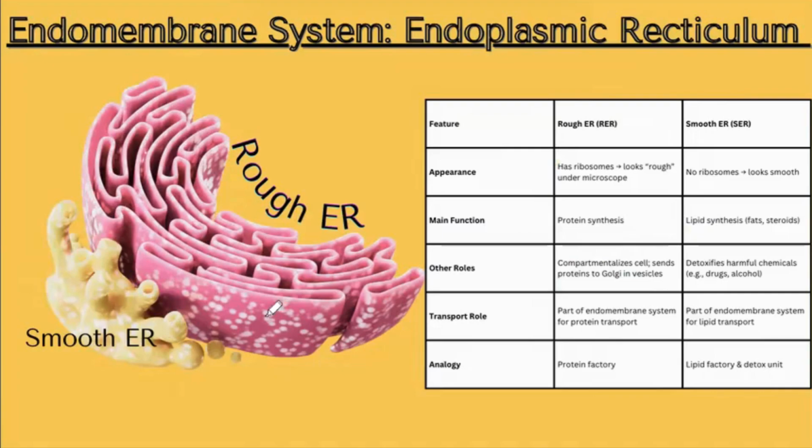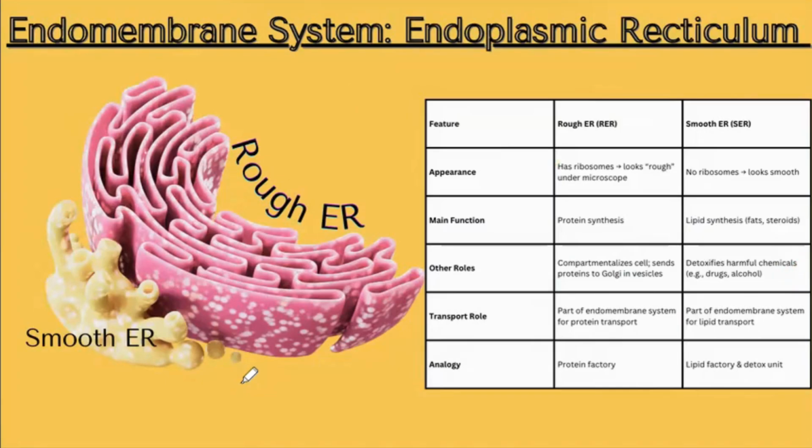So the smooth ER, I always think about as detoxifying those harmful chemicals, such as drugs or alcohol, are going to go through the smooth ER. If we're talking about transport role, we're going to talk about the idea that they both are part of the endomembrane system and they work together. But one is for protein, specifically the rough ER, and when we think of the smooth ER, you want to think of lipid transport.